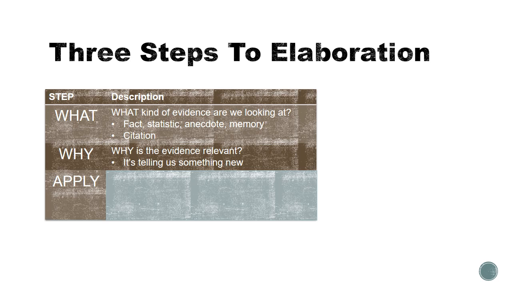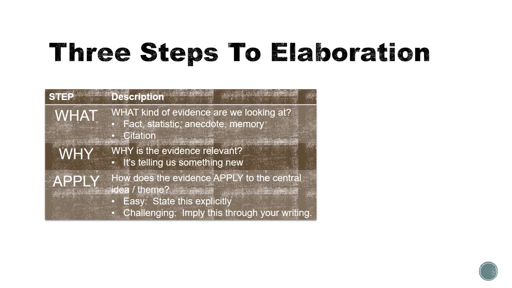The last thing that you want to do when you're elaborating on evidence is apply that evidence to the central idea or theme. So once you've told us what new thing we're learning about the central idea, then you want to apply it to our understanding of the central idea. It's easy to state this explicitly: so now we know that this relates to the central idea because, and this is how it makes our ideas more complex. What's more challenging is to imply it through our writing, right? We already know why it's telling us something new about the central idea. So if you can just imply that now we can use this evidence in a specific way when thinking about the central idea, that's going to be much more satisfying to the reader than just you saying, okay, now do this with this information when thinking about the central idea.